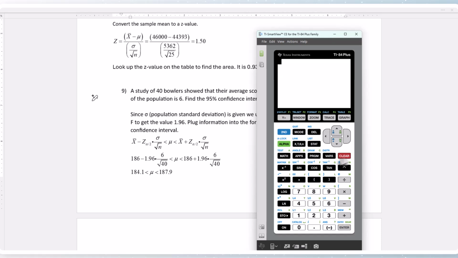To compute this on the calculator, we would have to type stat, go to test, go to option 7. We need to select stats. And then we enter the information. Standard deviation is 6. Sample mean is 186. Sample size is 40. The confidence level is typed in as a decimal, so 0.95. Select calculate. The left endpoint, 184.1. Right endpoint, 187.9. Let's look at number 10.